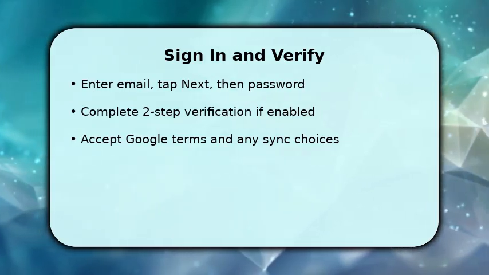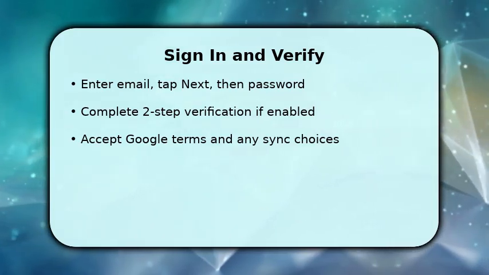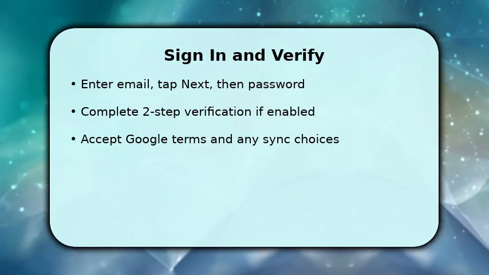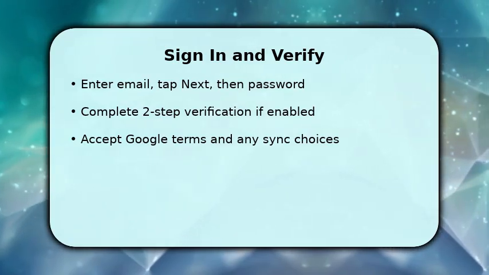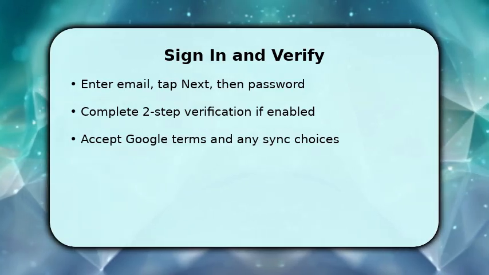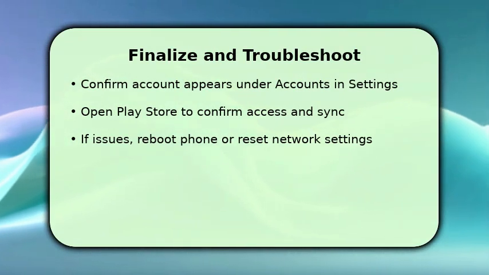After successful verification, Google shows permissions and sync options. Read them quickly and choose which items to sync, such as contacts or Drive. Make sure to pick settings that match how you want data shared between devices. Once signed in, check settings accounts to confirm the Google account is listed and sync is enabled for desired services.